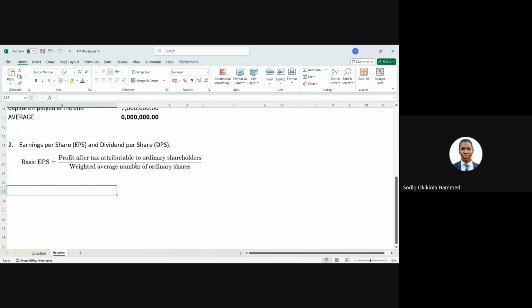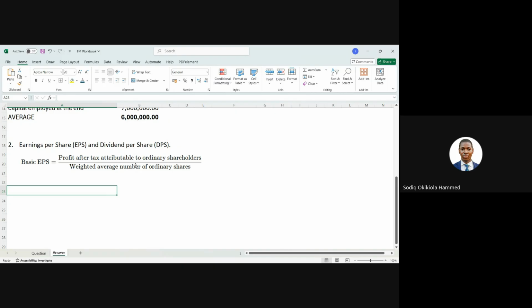Another thing that you need to know from your financial accounting is the difference between preference shareholders and ordinary shareholders. After profit after tax, if you have preference shares, you need to give them their own rate first. And the remaining is what is attributable to ordinary shareholders. That is the profit that we need, divided by the weighted average number of ordinary shares. So you can make your formula very simple: just say that number divided by the number of ordinary shares.